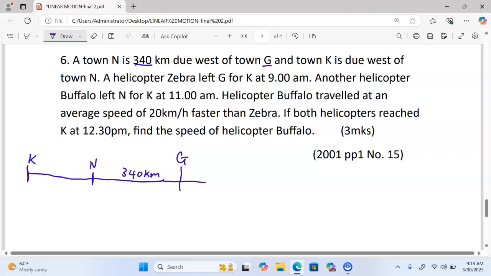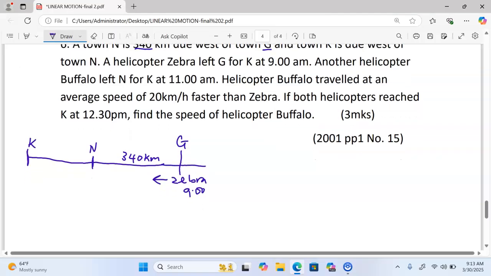We have a helicopter Zebra that left G. We have Zebra here moving to K, and it is starting at 9 a.m. And then of course we have another one we call Buffalo, which is moving again towards K, and we have been told that it started at 11 a.m. and both of them are reaching K at 12:30 p.m.